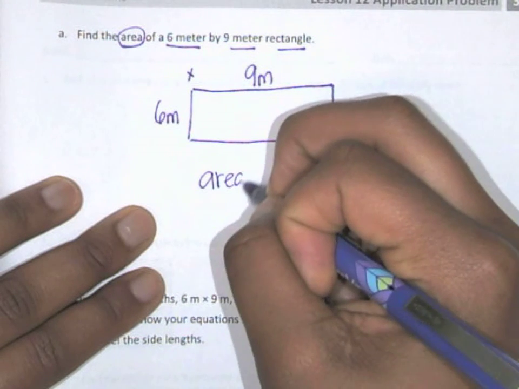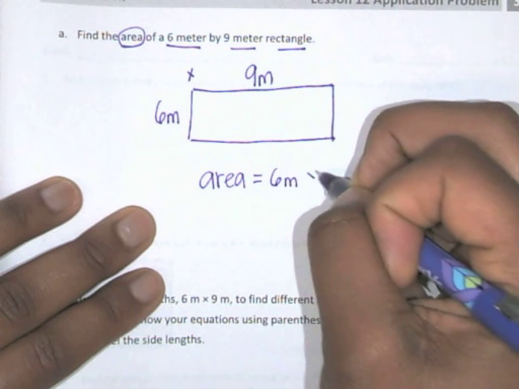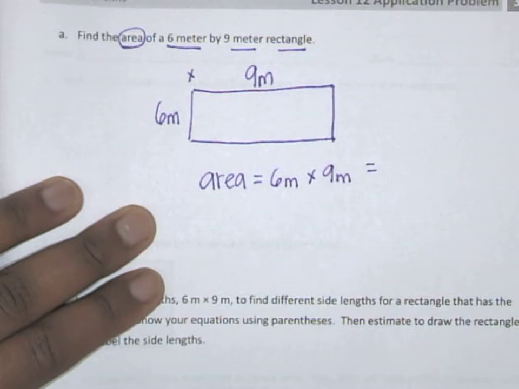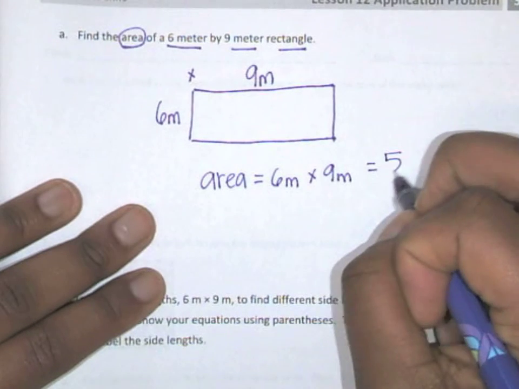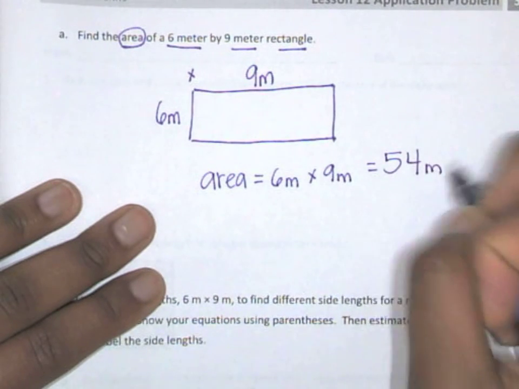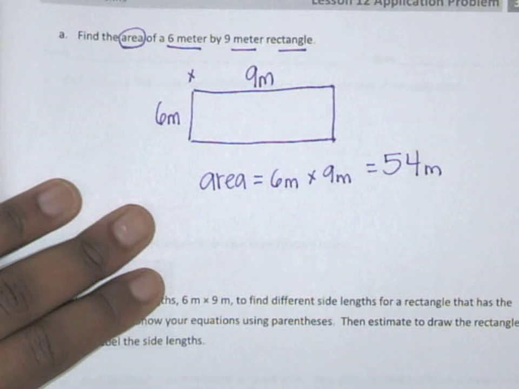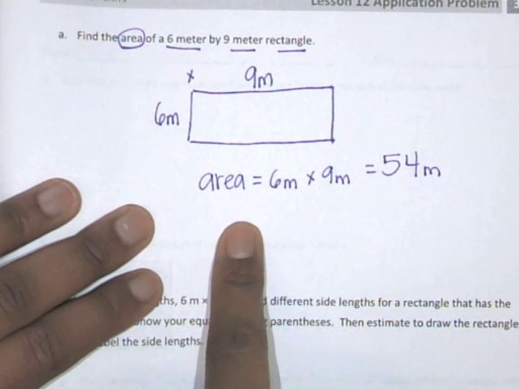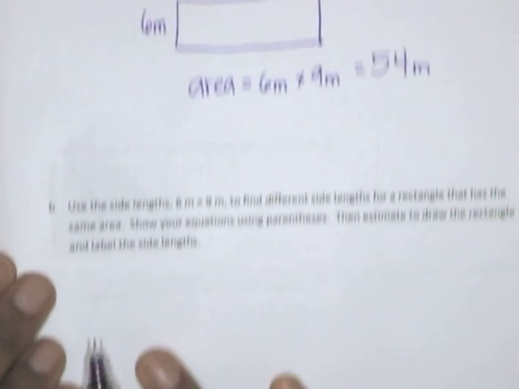Area equals 6 meters times 9 meters equals how many meters? On the count of 3. 1, 2, 3. That's right. 54 meters. We figured it out by multiplying the two sides together. Okay. If you have any questions about how we solve part A, please write that down so I can check it in your packet. Moving on to part B.